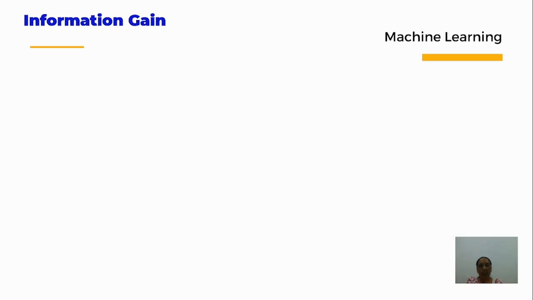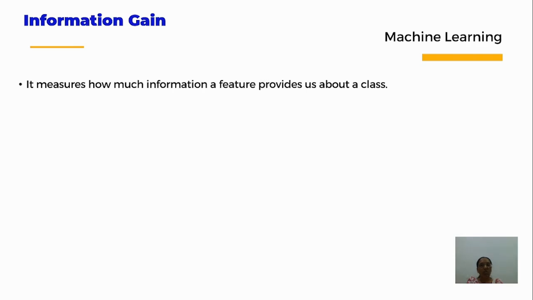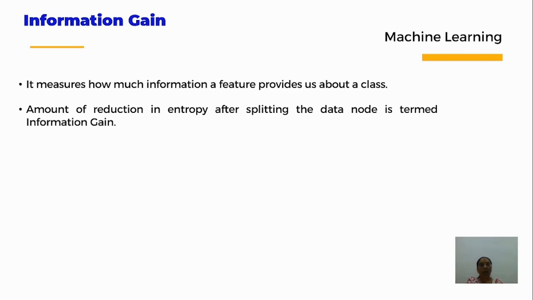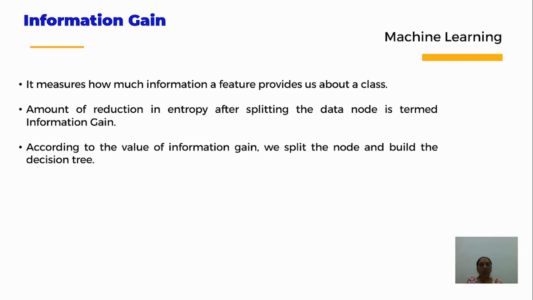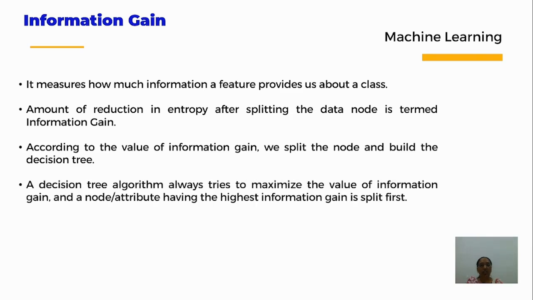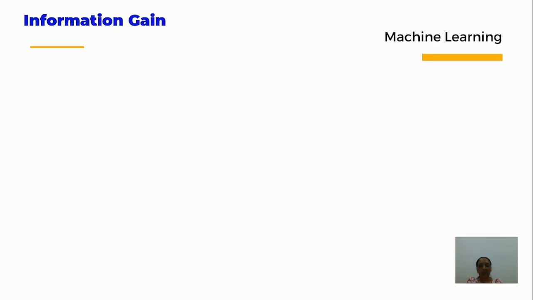Now let us understand what information gain is. Information gain measures how much information a feature provides us about the class. The amount of reduction in entropy after splitting the data node is termed the information gain. According to the value of information gain, we split the node and build the decision tree. The decision tree algorithm always tries to maximize the value of the information gain, and the node having the highest information gain is split first.